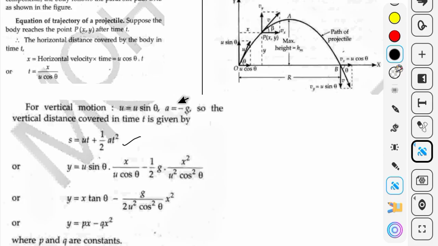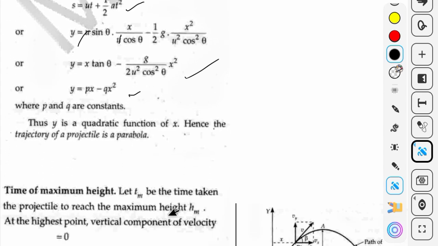Now a is minus g, and half as it is, and t square is replaced by x by u cos theta whole square, that is x square by u square cos square theta. If we simplify it, u gets cancelled out, and sin theta divided by cos theta is tan theta, minus g x square by 2 u square cos square theta. Now we replace tan theta by p and this whole part by q. So the equation becomes y equals px minus qx square, where p and q are constants.